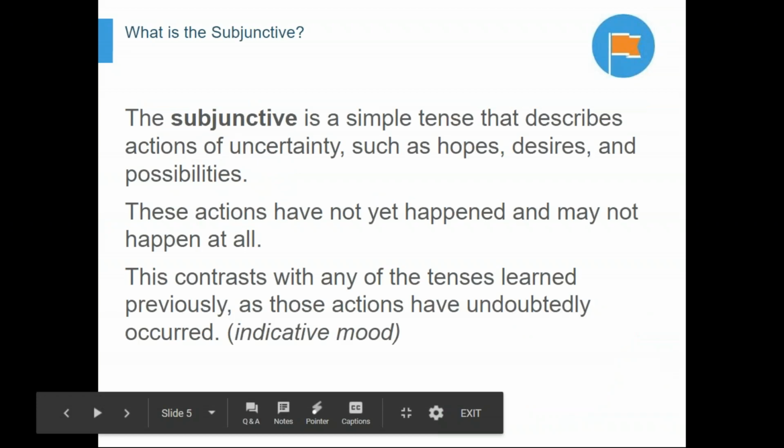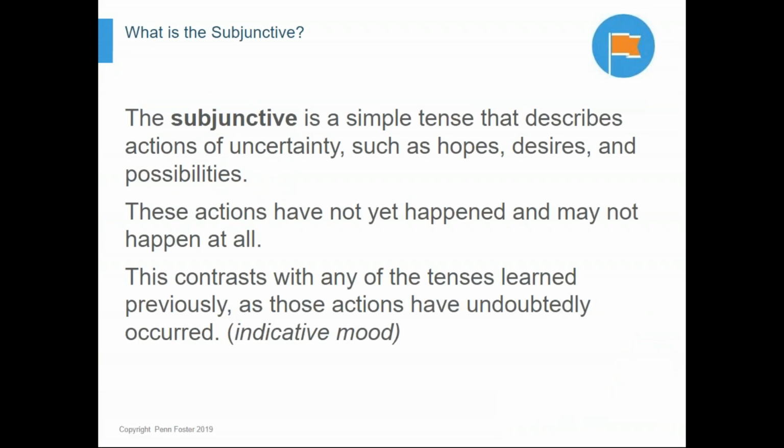So let's start with an introduction to the subjunctive in general. What is the subjunctive? As you can see, it's a simple tense. That means it's a tense that's made up of one-part conjugations. It describes actions of uncertainty, such as hopes, desires, and possibilities. The subjunctive expresses actions that have not yet happened and may never happen at all. It's looking ahead to the future for things that are possible, but doesn't mean that they're necessarily going to occur.